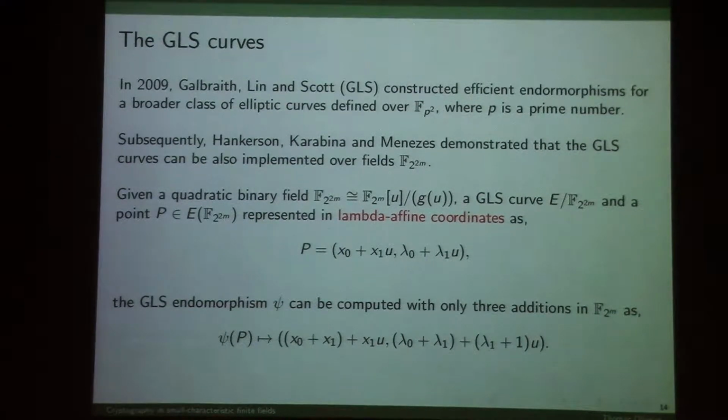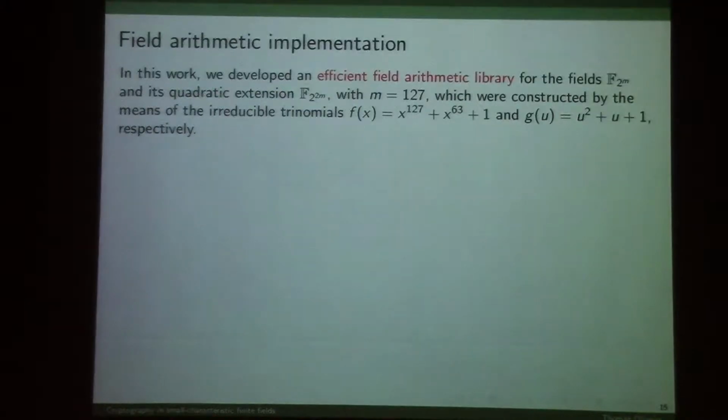with just 3 additions, and one of these additions is 1. So it's a very fast endomorphism, and you can use it to accelerate our scalar multiplication. So before introducing the scalar multiplication, we need to form a fast base arithmetic. So for that, we wanted to implement a 128-bit security scalar multiplication.